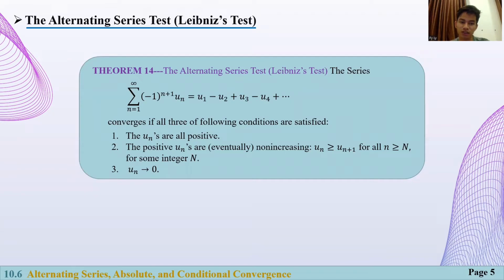The first condition is that the u sub n's are all positive. Second, the positive u sub n's are eventually non-increasing, which means that u sub n is greater than or equal to u sub n plus 1 for all n greater than or equal to capital N, for some integer capital N. The last condition is that the limit as n goes to infinity of u sub n must be equal to 0.